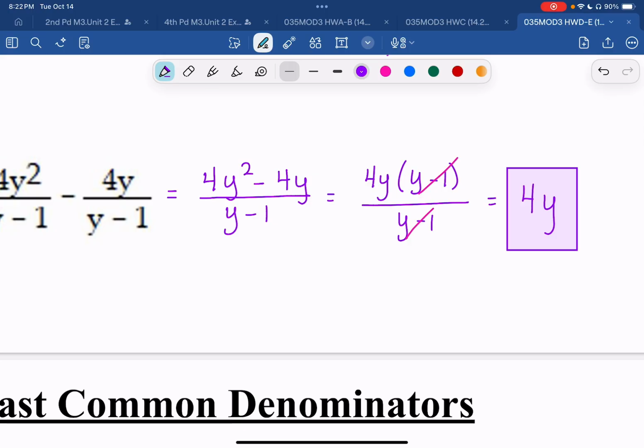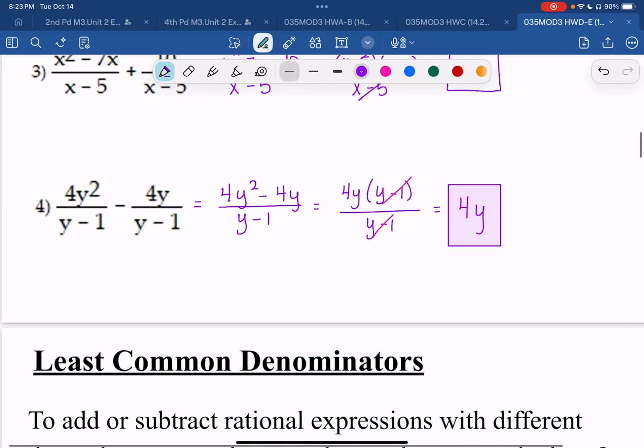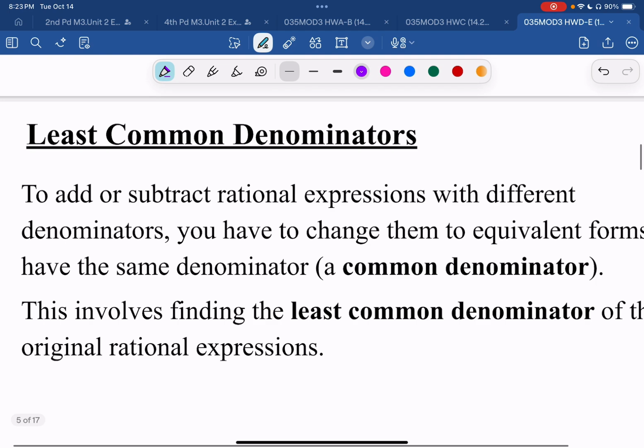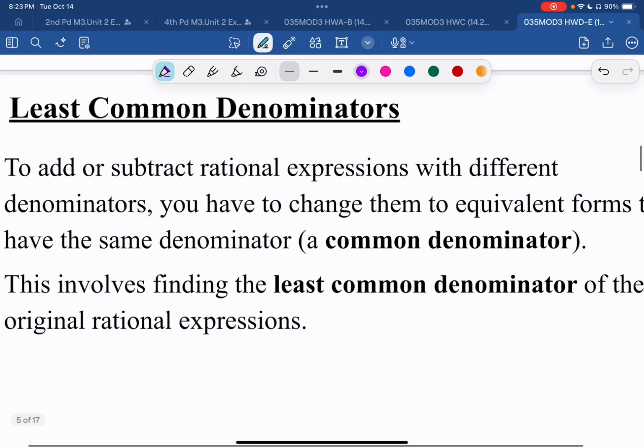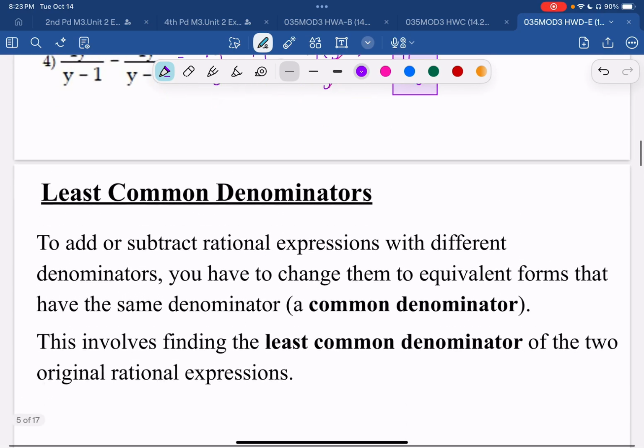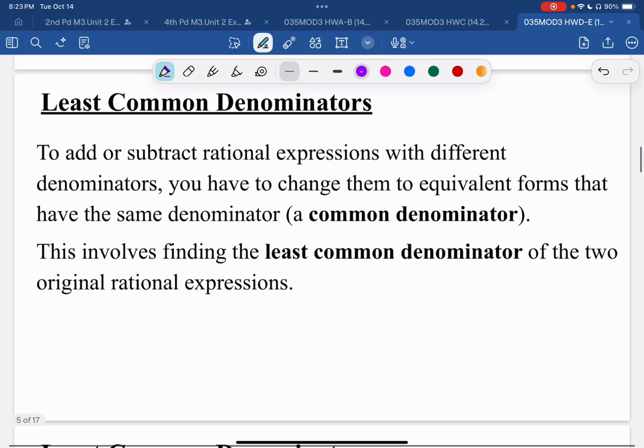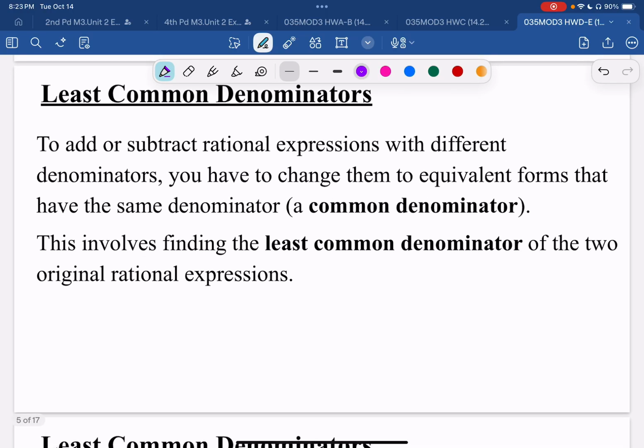Okay, let's look at how to find a least common denominator, because not always will you have the same denominator, and so you will have to find that. If you're trying to add or subtract rational expressions that do have different denominators, you're going to have to change them so that they are equivalent. That's called a common denominator. And that involves finding the least common denominator of the two original expressions.